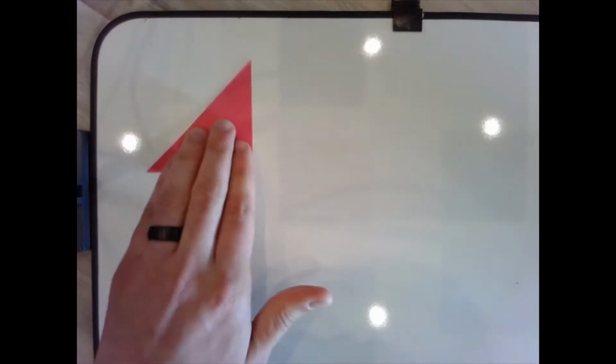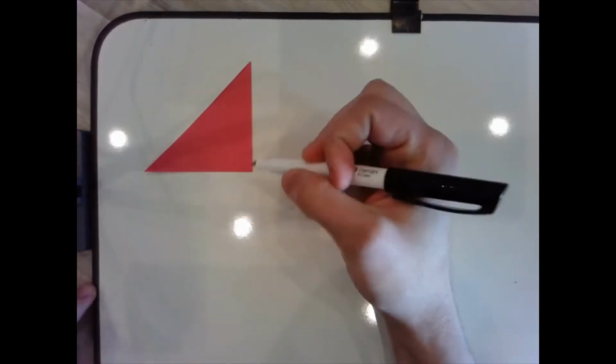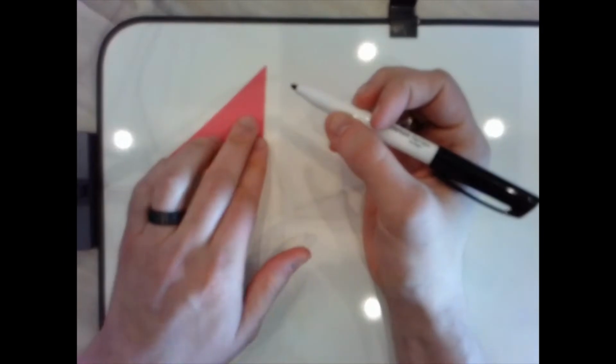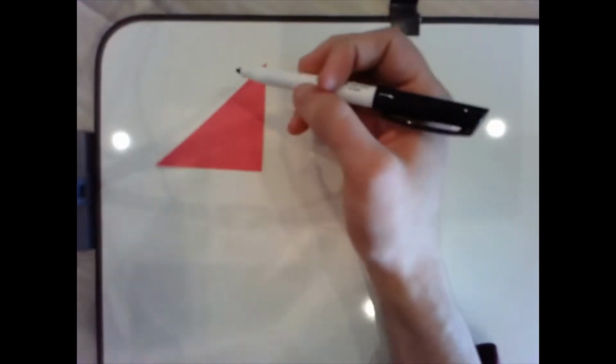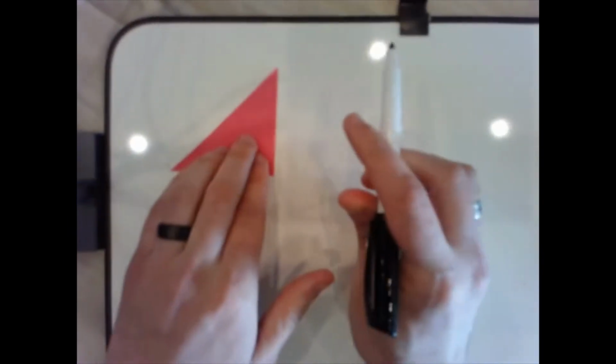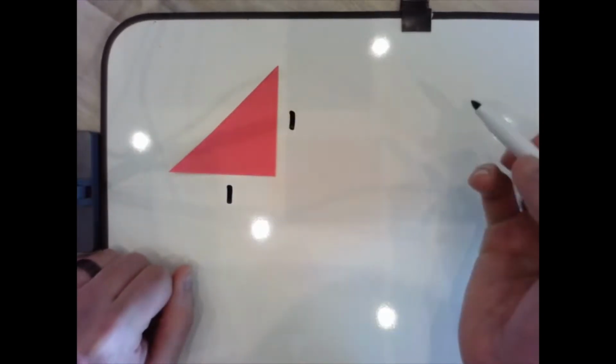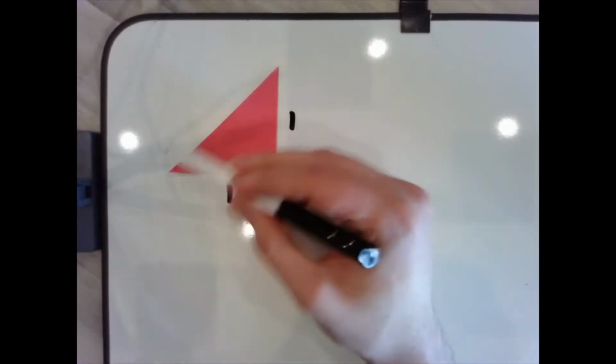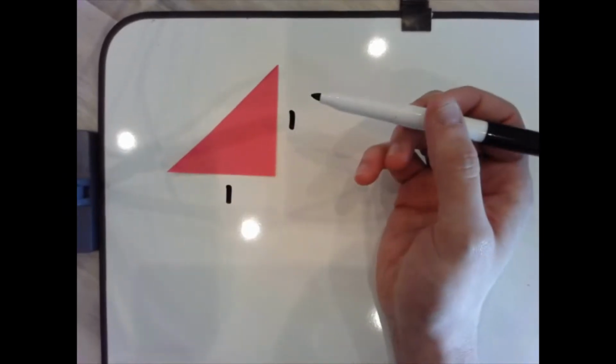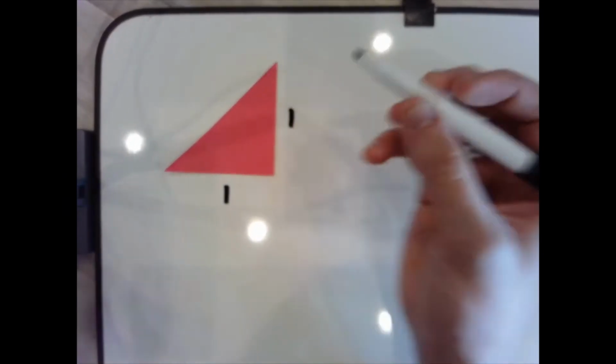So let's take a look at this and see if we can figure out some more information about it. If this is the 45, 45, 90 triangle that we've just created, let's say that we started with a square that had side lengths of 1. So this would be 1 and this would be 1. And then the question is, how can we find our missing side length? Well, obviously, let's use the Pythagorean theorem.